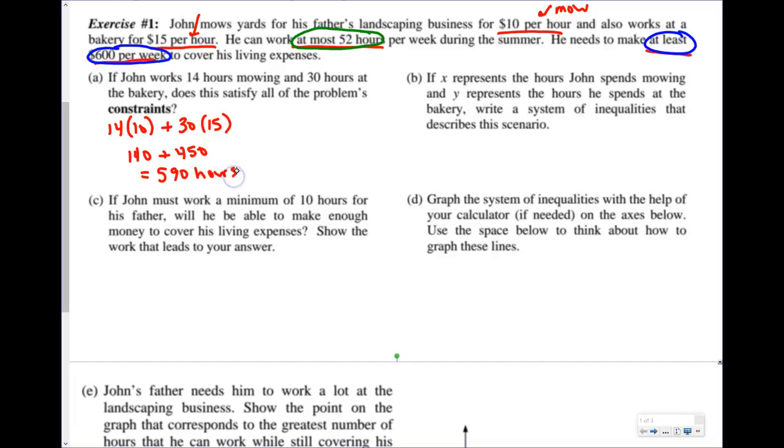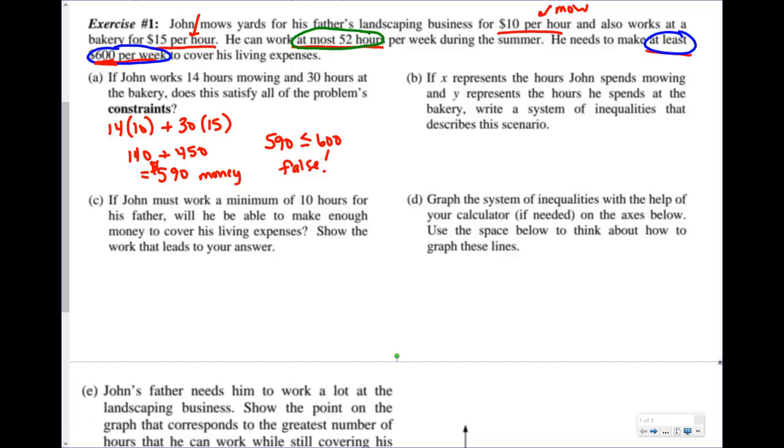Okay, that's not how many hours he works, that is how much money he makes. So he makes $590. Now let's look at our constraints. Is that going to cover his expenses? He needs to make at least 600. 590 is less than 600, so this is false. He's not going to be able to make enough money. So no, it does not satisfy his constraints.